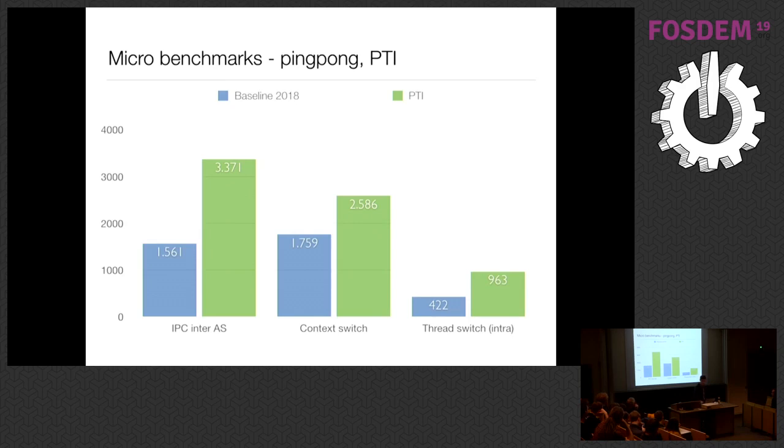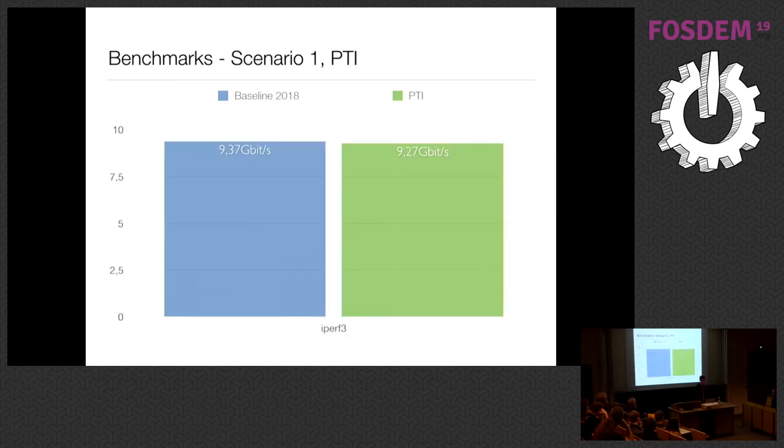So how does that end up in more real-world workloads? I measured the network throughput using iPerf. The baseline performance here was not exactly 10 gigabits per second, but 9.37. Using kernel page table isolation, it slightly dropped, but it's within 1%. I would consider this more of a measuring error, or within the usual limits of these cards. So it's not quite dramatic right now.